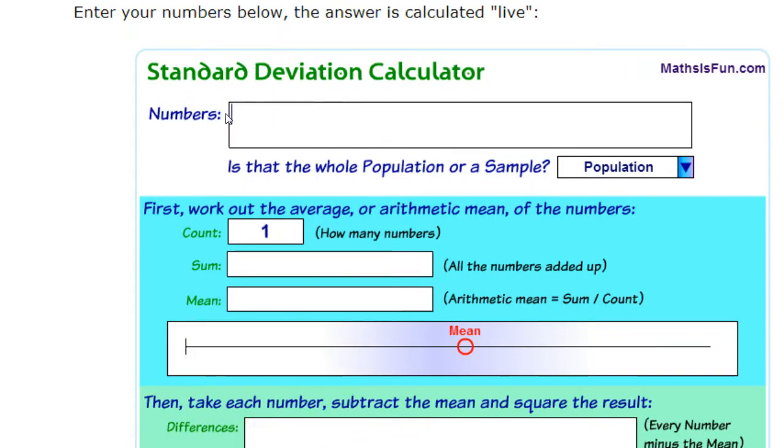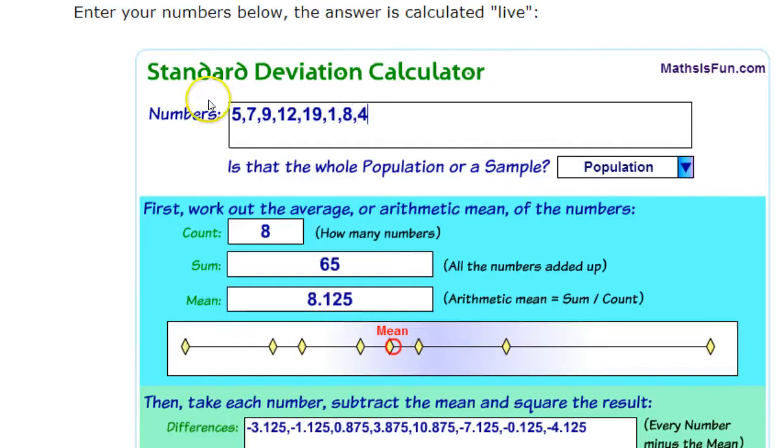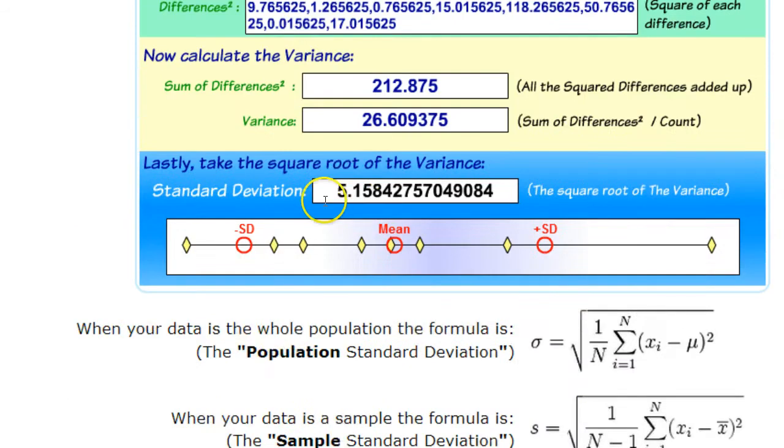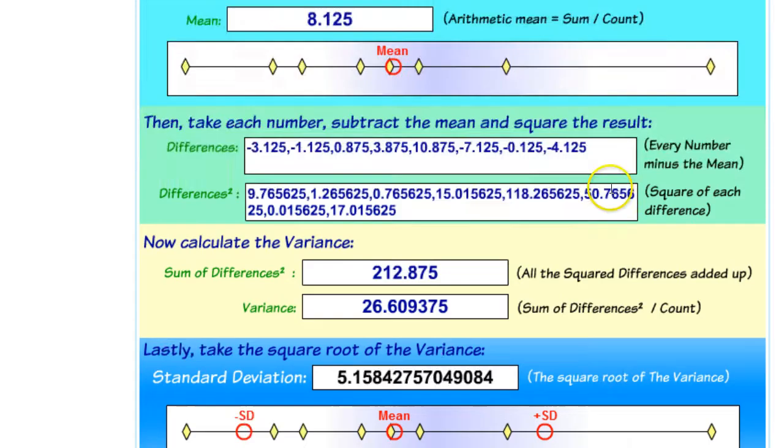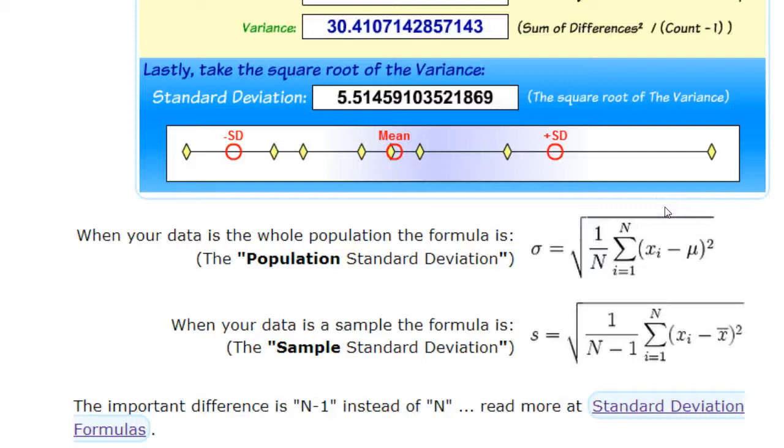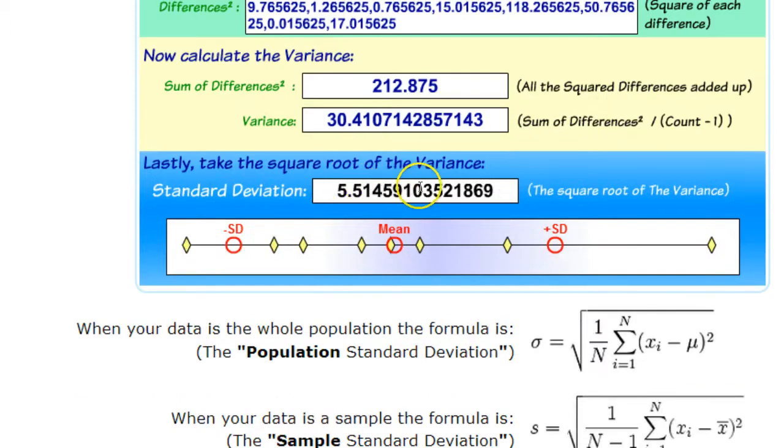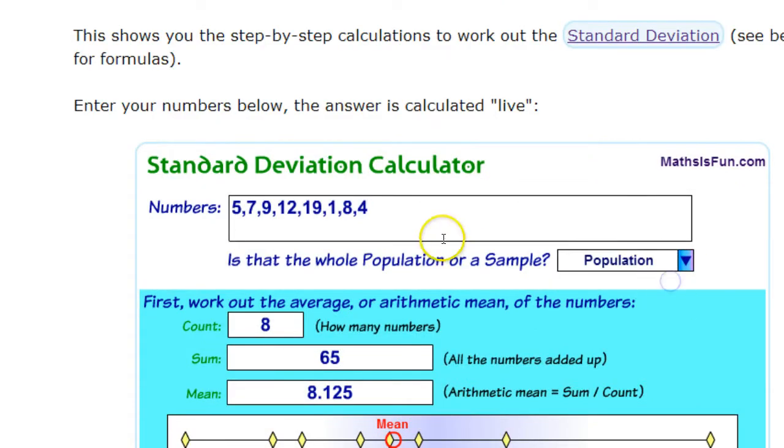So you could have 5, 7, 9, 12, 19, 1, 8, and 4. Now is this the whole population or a sample? Let's say it was the whole population. If it was a sample, that changes the answer. So watch this. If I go population, my standard deviation is 5.16, and if I do sample, it's going to be 5.51. So we're just going to look at population.